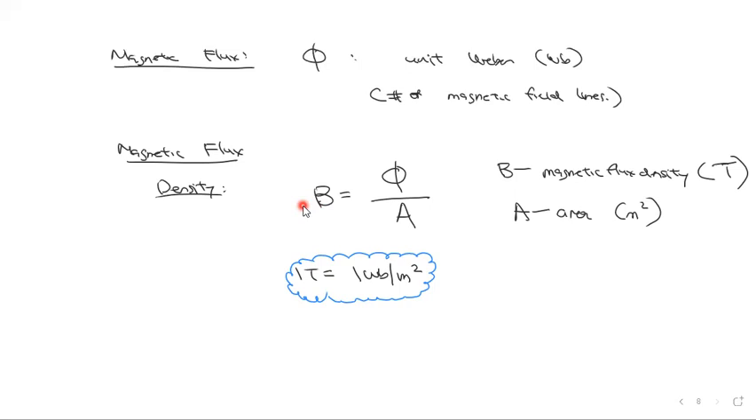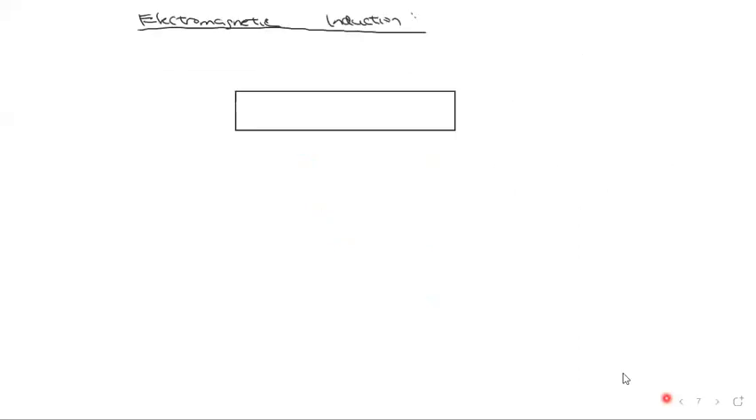So that's basically flux. You may need to use B and A to calculate flux at times, but that's what magnetic flux is. It represents the magnetic field lines. We say the magnetic field is stronger if the magnetic field lines are closer, which is represented by a higher magnetic flux density. And there you go.